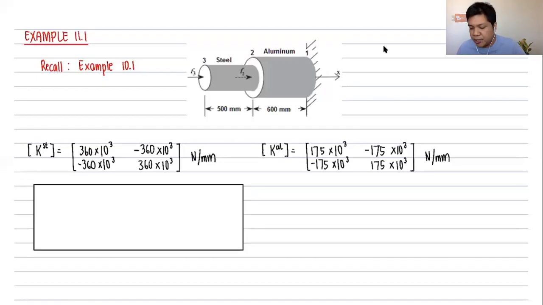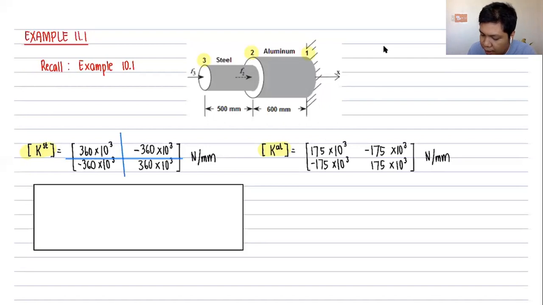Okay, so this is example 11.1. Recall, from example 10.1, we have obtained the following element stiffness matrices for the steel member and for the aluminum element. Please take note of the node numbers: this is 3, this is 2, and this is 1. So again, what we do is from our element stiffness matrices, I can just divide this.